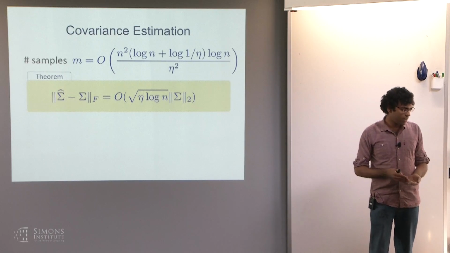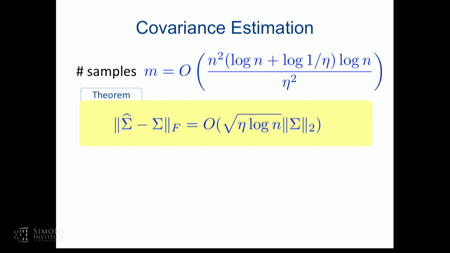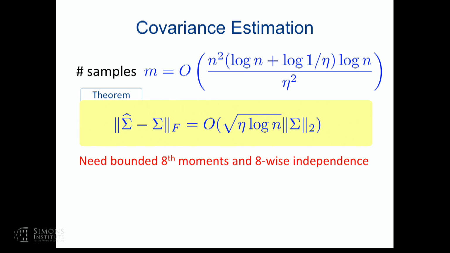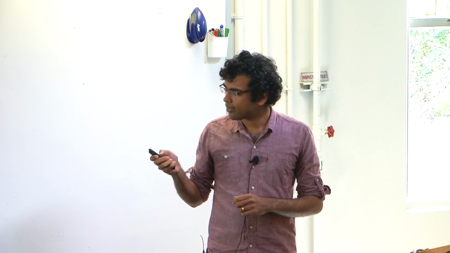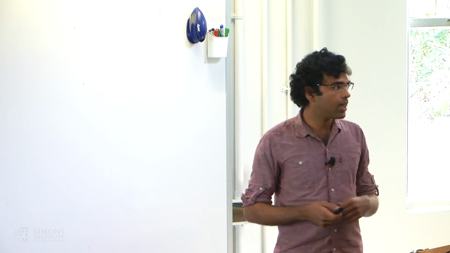If you want to estimate the covariance, we use essentially the same algorithm as for estimating the mean. The main thing to note is that if, say, the mean is 0, then the covariance is the expectation of XX transpose, that is, the mean of XX transpose. So if we write XX transpose as a vector and apply the mean estimation algorithm, then we get this guarantee: in Frobenius norm, we get square root eta log n times the 2-norm of the covariance matrix. Since we are applying the mean estimation algorithm to second order objects, XX transpose, we need a slightly stronger condition: bounded 8th moments and 8-wise independence. For the rest of the talk, I will focus on the mean estimation algorithm, and I'll assume the underlying distribution is Gaussian with known covariance.